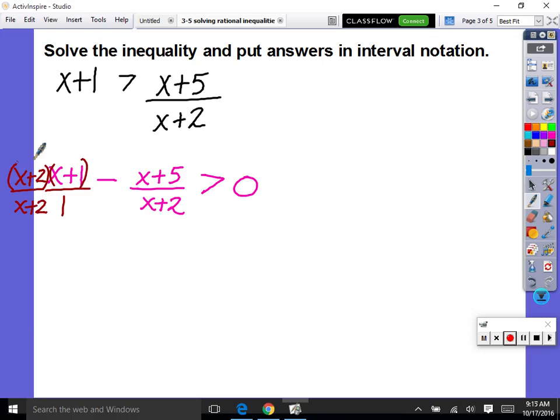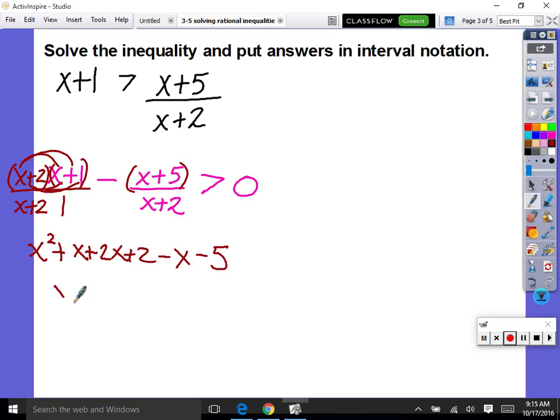So let's distribute this through on top. You've got to distribute and combine like terms on top. So we'll have x squared plus x plus 2x plus 2, correct? Now, it's subtract all that stuff, so we'll have minus x minus 5. That's where most people mess it up, right? They forget to distribute the negative. So let's combine like terms.